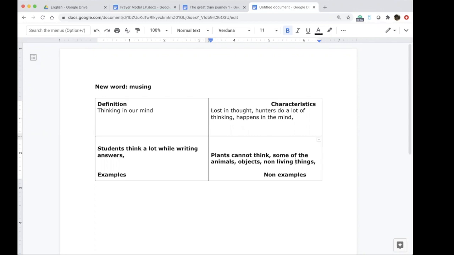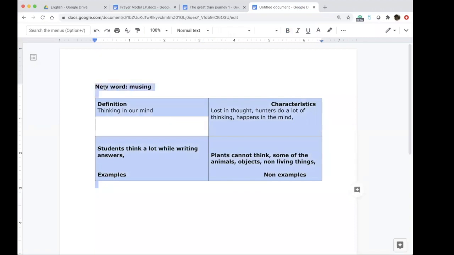Okay, very good. So I think this is it, guys. So we have filled all the 4 boxes. So we are done with Frayer's model for the word musing. Now if anybody comes and asks you what is the meaning of the word musing, you will be in a position to explain it to them. You can tell them the definition of the word. You can tell them some of the characteristics. You can also tell them some examples and non-examples. So our understanding of the word musing has increased a lot just by doing the Frayer model activity. So that is the main use of Frayer's model.